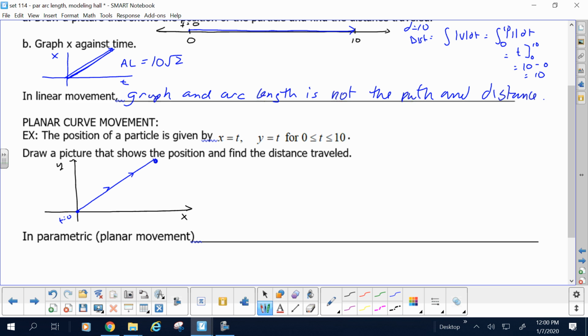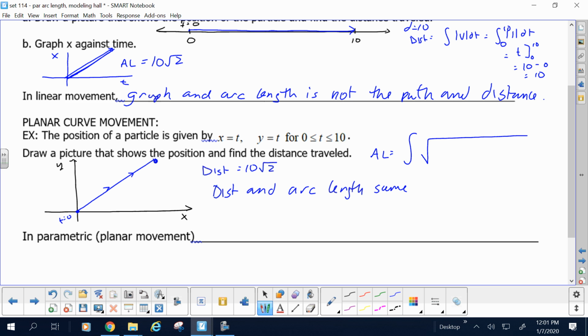But here, what's the distance traveled? 10 root 2. Now, in this case, is this also the same as the arc length? Yes. Now, in this case, distance and arc length are the same. How do I find arc length in parametric? The integral of the square root of dx/dt squared plus dy/dt squared.